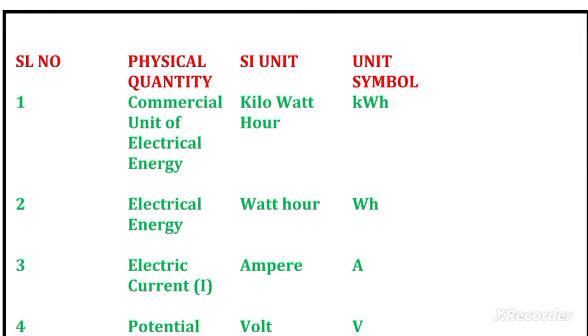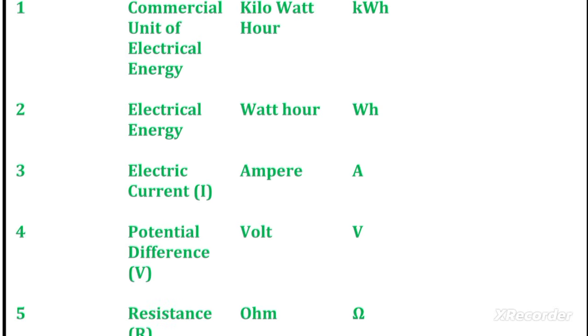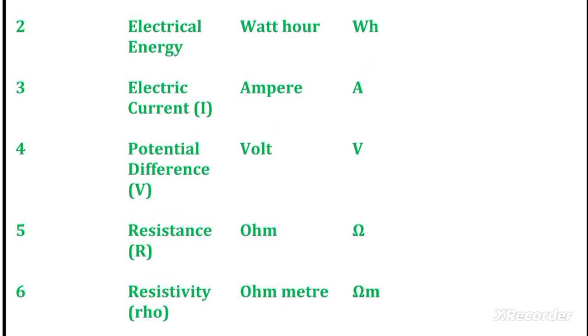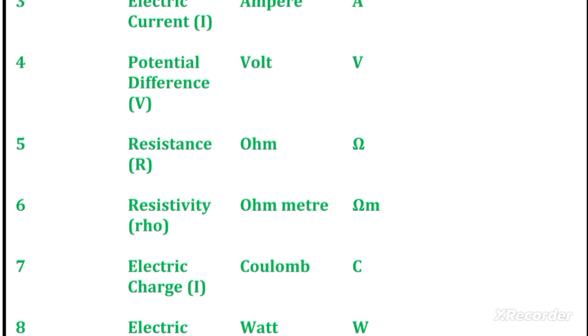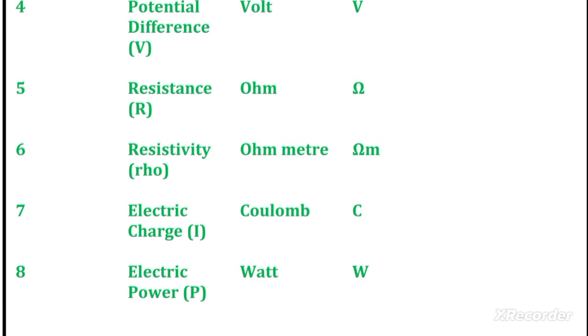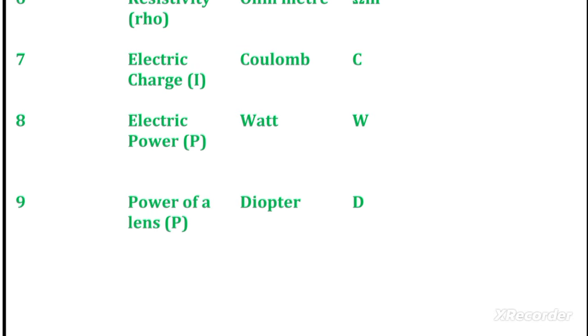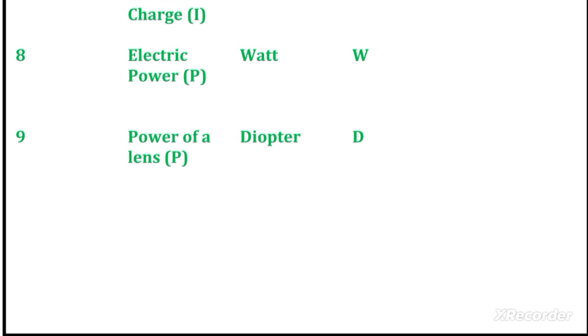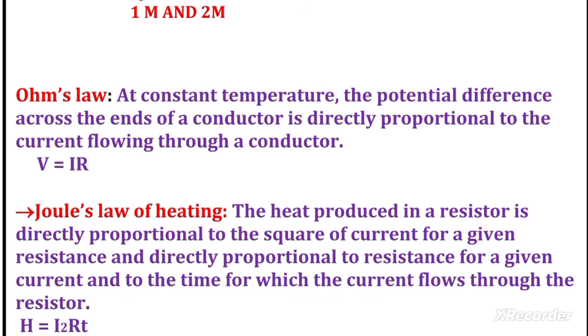What is the SI unit of electrical energy? Kilowatt hour. Current: SI unit of current is ampere. Potential difference: volt. SI unit of resistance: ohm. SI unit of resistivity: ohm meter. SI unit of electric charge: coulomb. SI unit of electric power: watt. SI unit of power of a lens: diopter. Most important these questions, most important 1 mark and 2 marks questions.